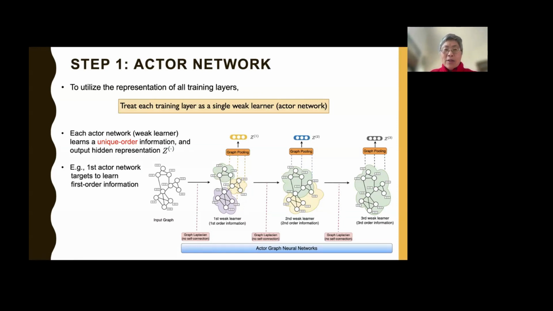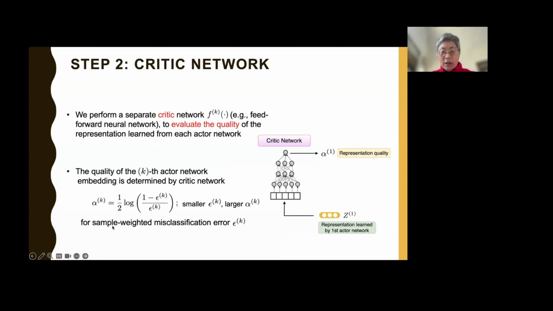So here is the terminology they use. They call it an actor network. That means each training layer is, in some sense, a single weak learner, okay? We call it an actor network. Even though it's a weak learner, it still learns unique order information. You have an adjacent one, then some neighborhood one, and a further away one that may tell you this mutualism information. We actually want to have all this information, not just the final output, okay? So we want to keep every actor network, every weak learner.